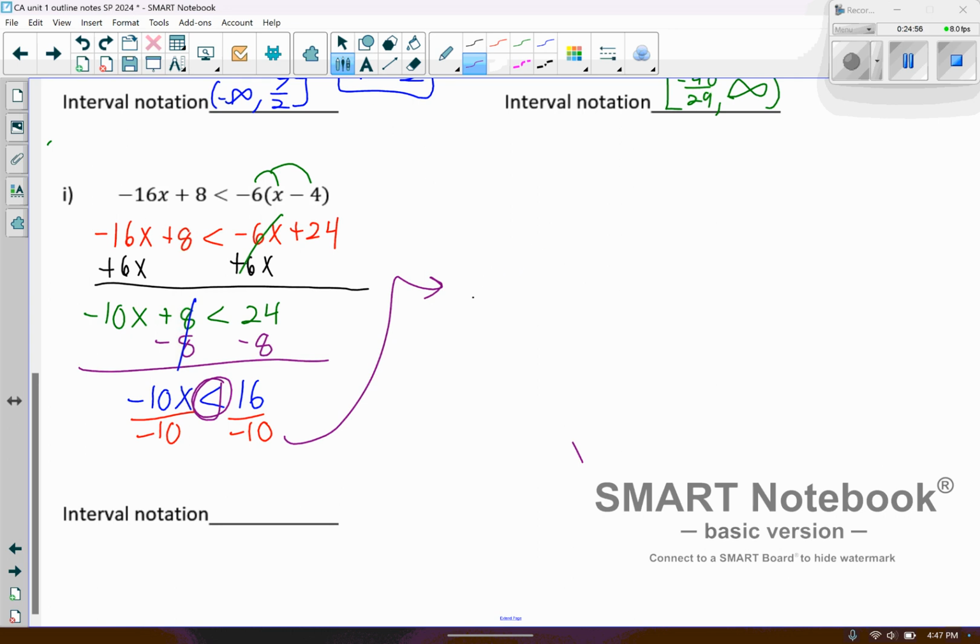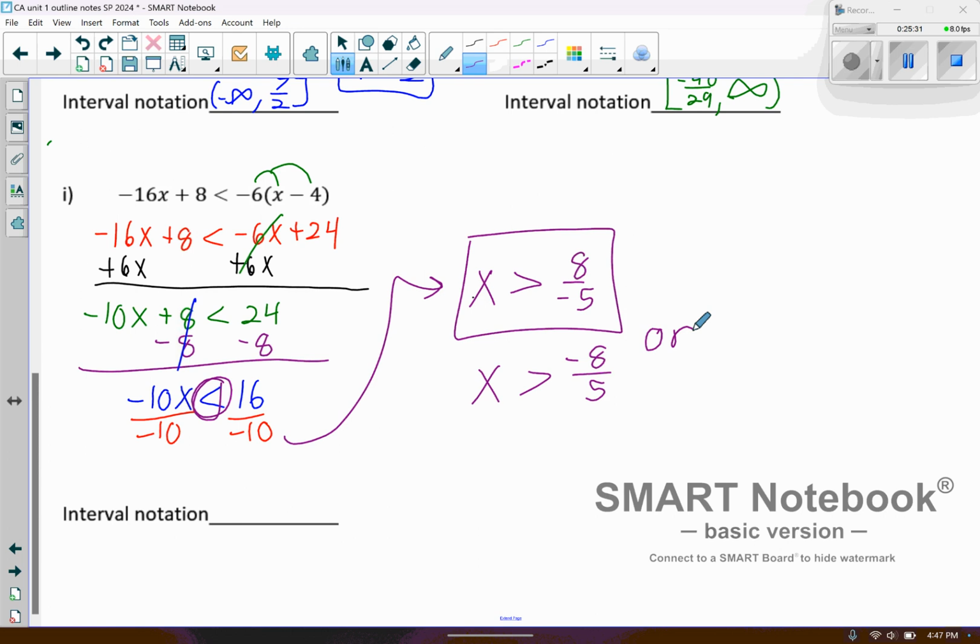Okay, so now we're going to end up with x is greater than, and then we do want to reduce this. If you notice, 16 and 10 are both divisible by, I'm sorry, not 5, 2. 2 by 2. And so this is going to reduce down to 8 over negative 5. And if you did it differently, maybe the negative's up top and not on bottom, it makes no difference. It's the same thing if I put the negative with the 8 and make the 5 positive.